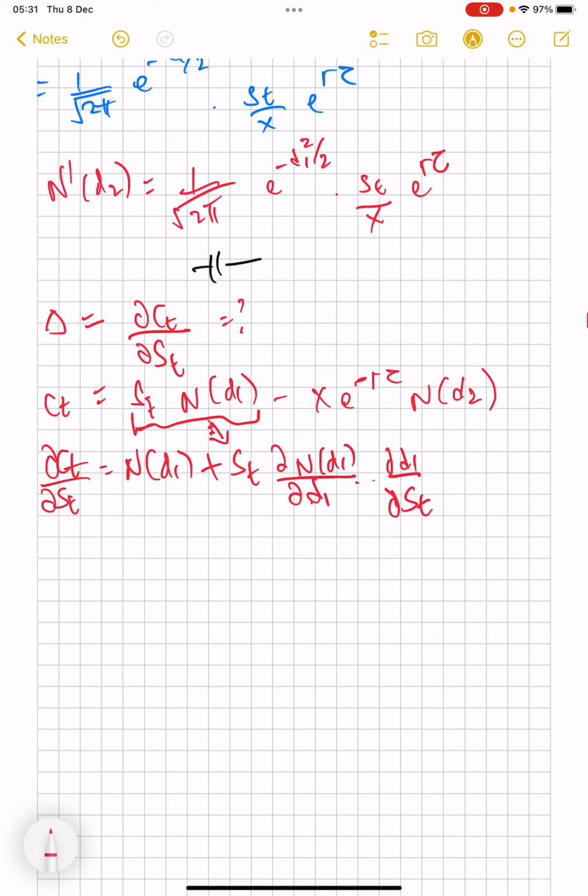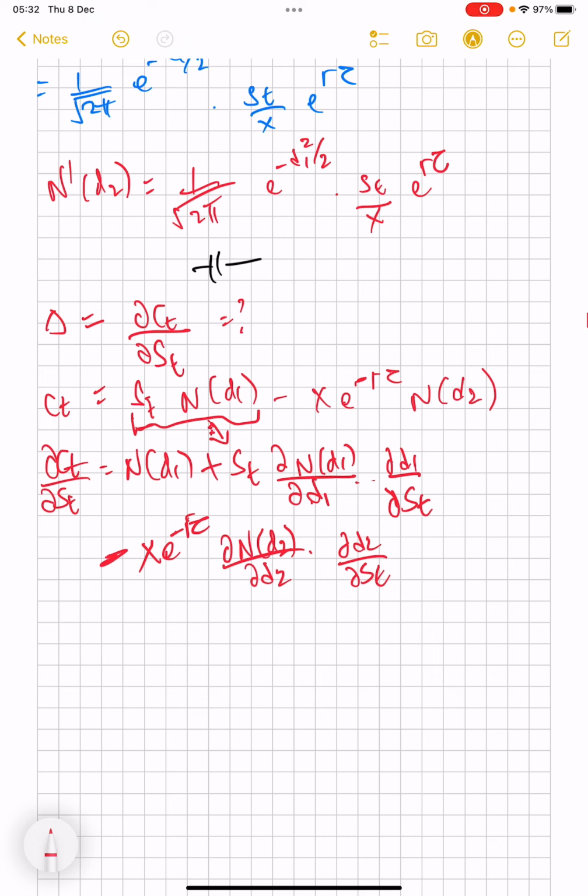Okay, now I'm going to continue this here. Minus X e to the power of minus rT, it being a constant. And I first differentiate N(d2) with respect to d2 and differentiate it with respect to St.